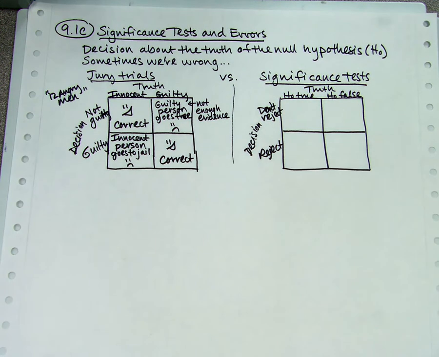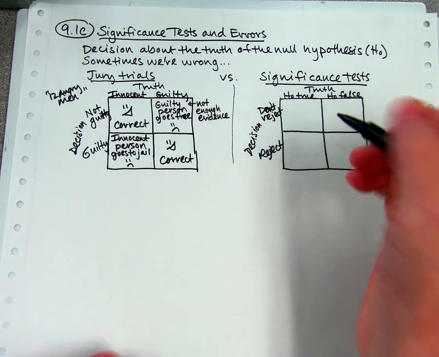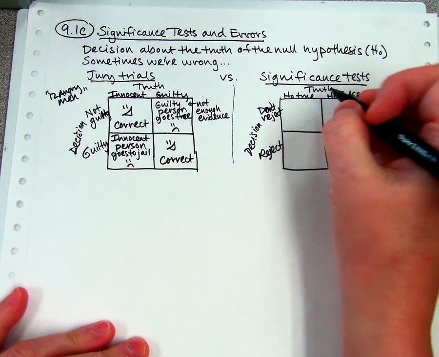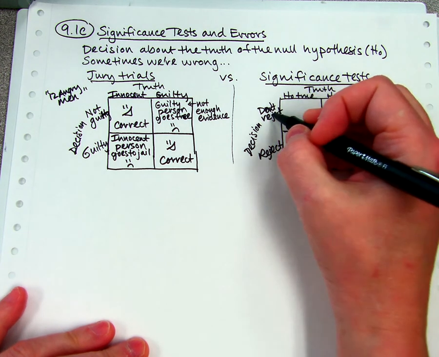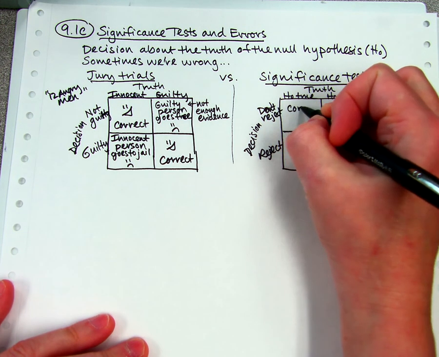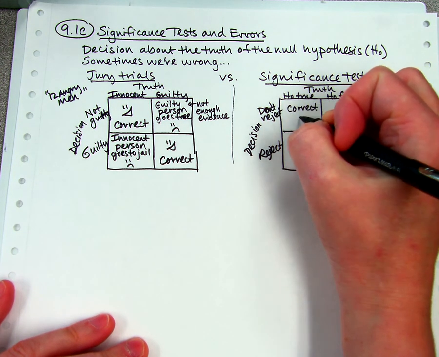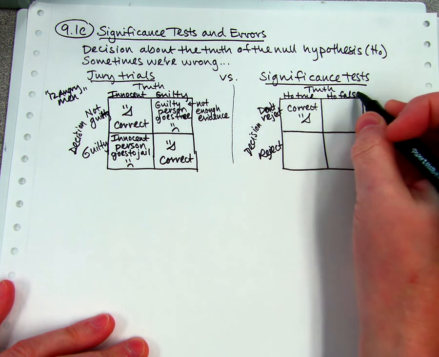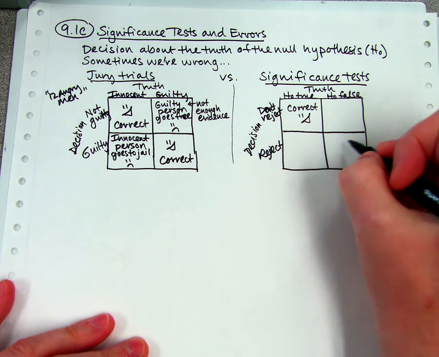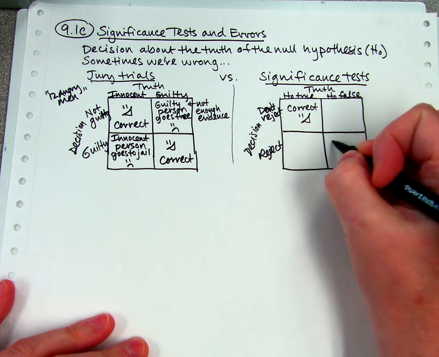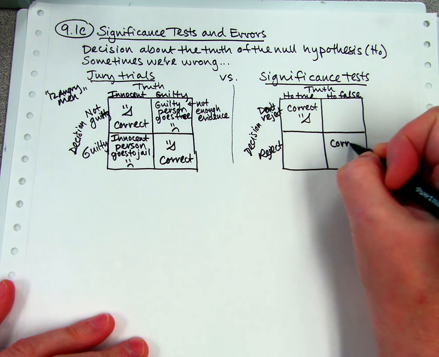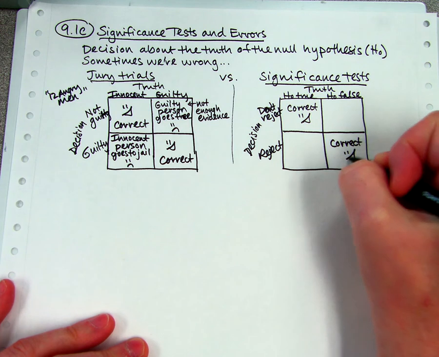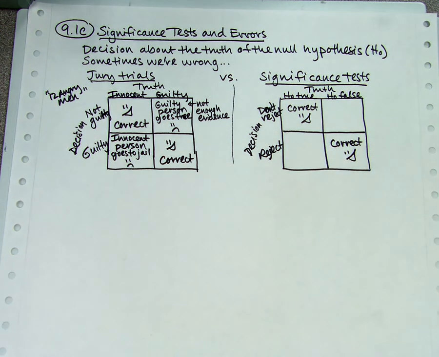And those two decisions, again, have correct decisions and not correct decisions in the same spots as before. So if the null is true and we don't reject it, that's a correct decision. We would hope that that's what would actually happen if the null is true. Same thing as if the null is false, we want to reject it. Rejecting a false hypothesis is also a correct decision. And most of the time, we hope that we'll land in those two spots, just like with the jury.